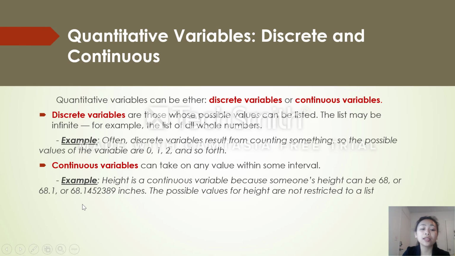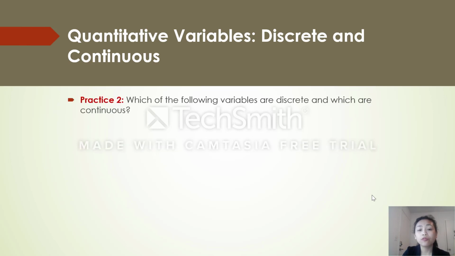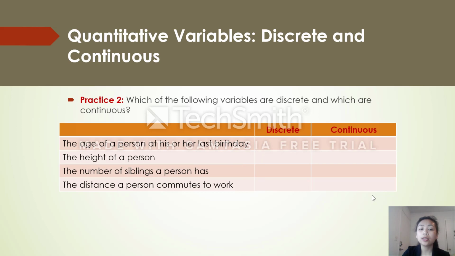For example, 68.12, 68.19, 68.14523889 inches. So the possible values are not restricted to a list; we have infinitely many numbers. So that's the difference between discrete and continuous. Now let's look at a practice. Which of the following variables are discrete and which are continuous? Here I'm giving you 4 examples.